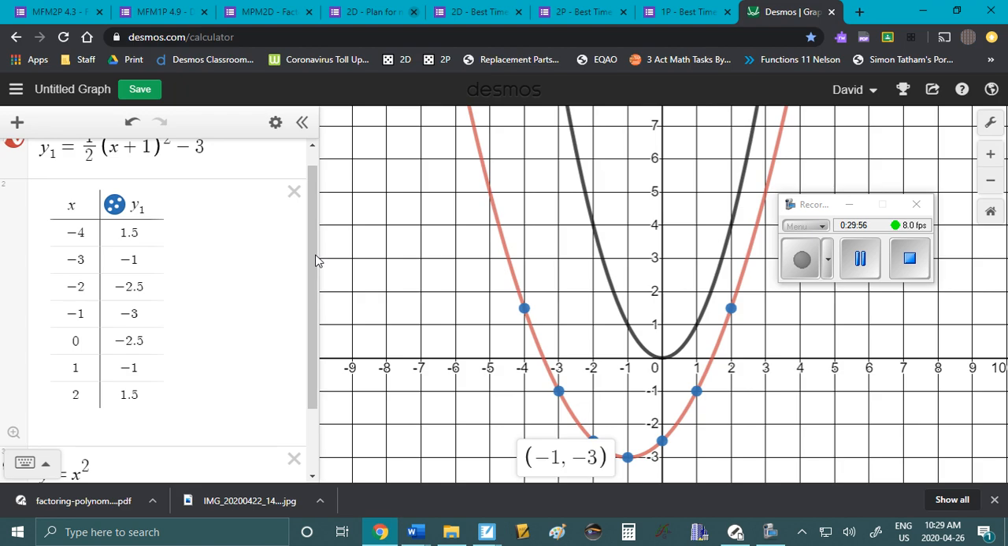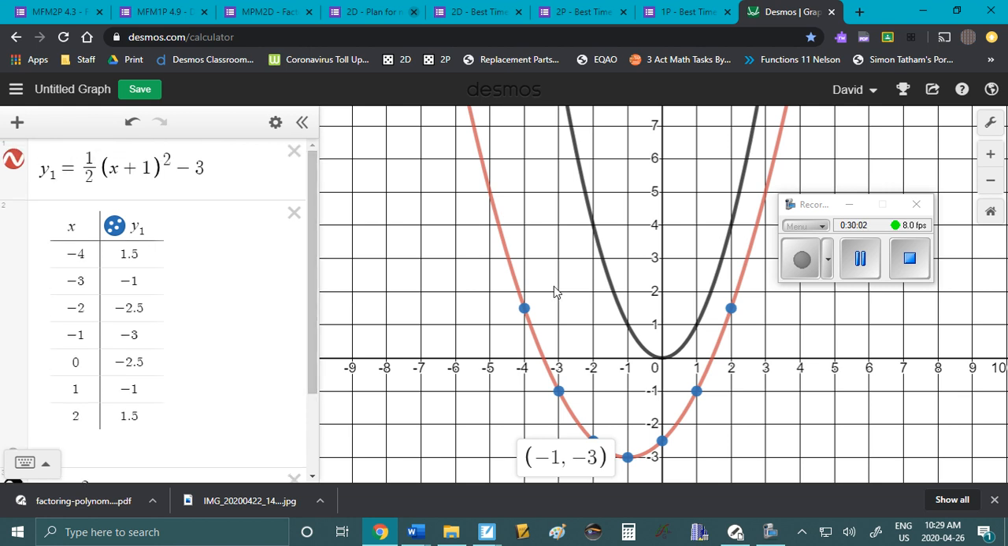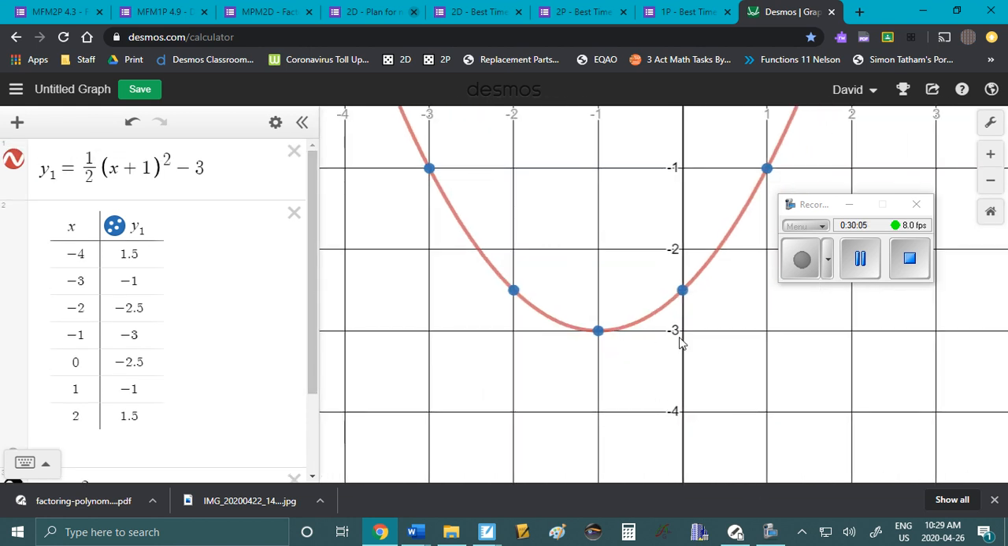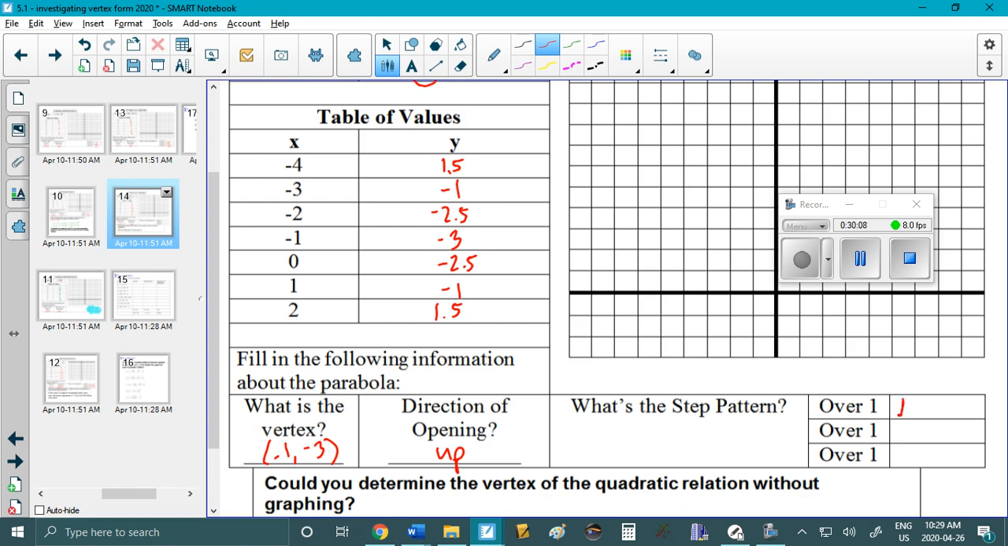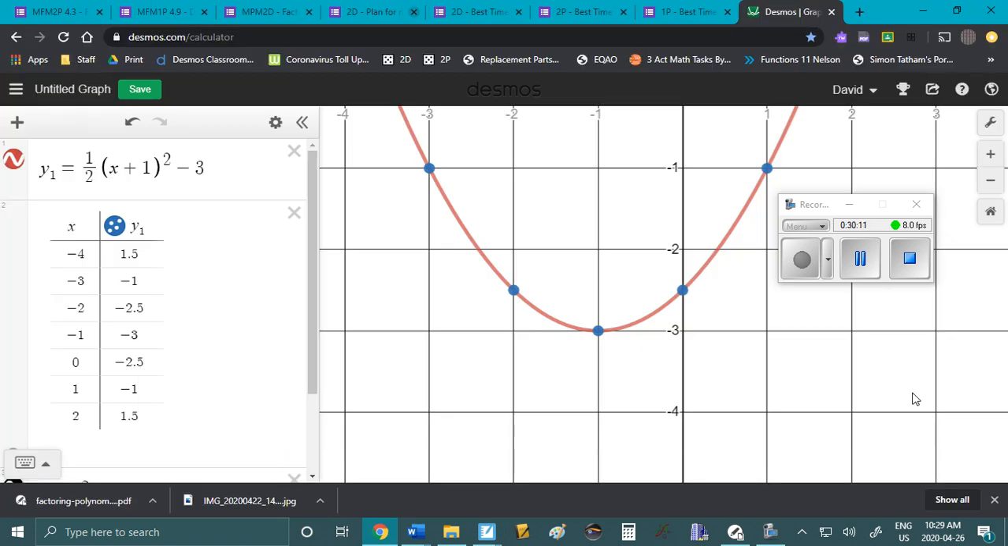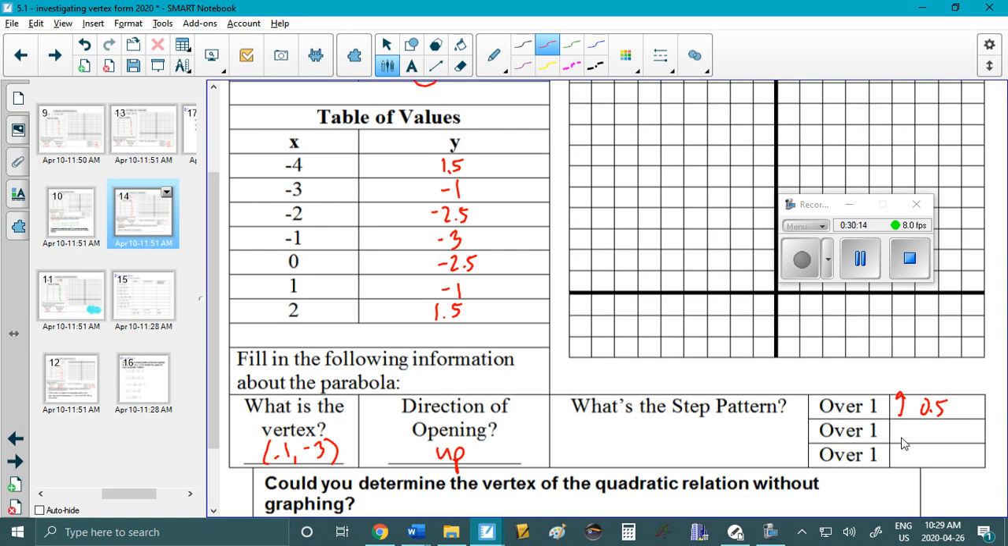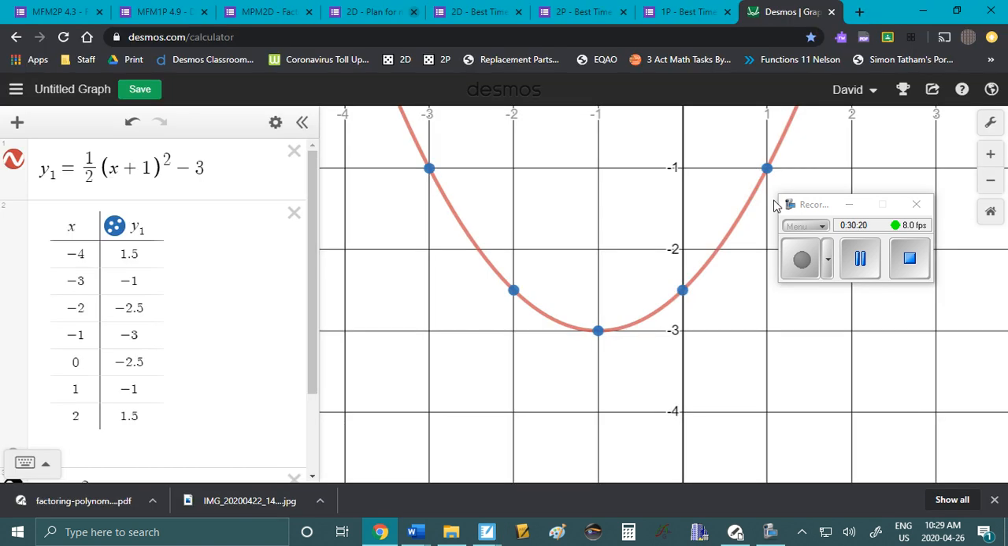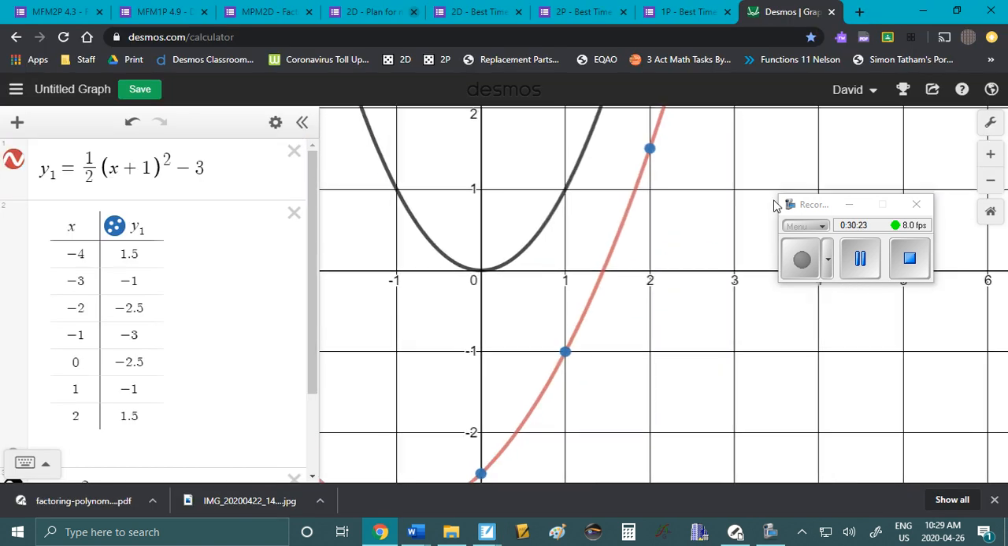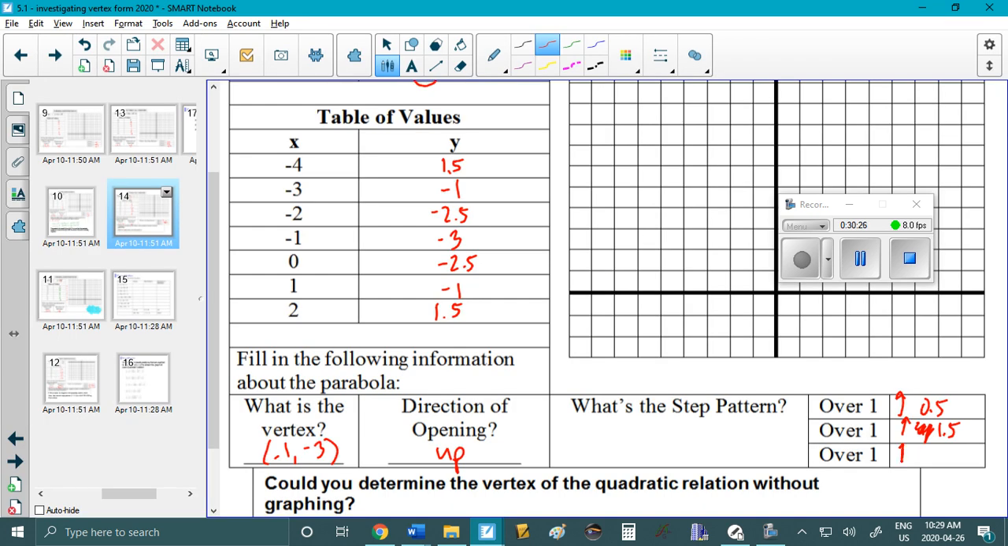The step pattern is going to be over 1. I gotta zoom in here. It looks like over 1, up 0.5, up 0.5, and then up a half, 1.5, up 1.5. I probably didn't need to write up if I have the up arrow. And then from there, it goes over 1, up 1, 2.5. And if you remember, that should be 2.5. The original step pattern is 1, 3, 5. So you can see here the steps have been cut in half.